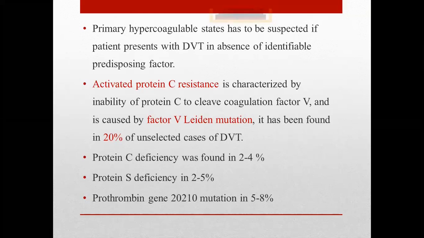Protein C deficiency was found in only 2 to 4% of the patients. Protein S deficiency in 2 to 5% of the patients, and prothrombin gene mutation in 5 to 8% of the patients. So the most common hypercoagulable state in patients presenting with DVT and pulmonary embolism is the activated protein C resistance, which is also called factor V Leiden mutation. So to the next question.